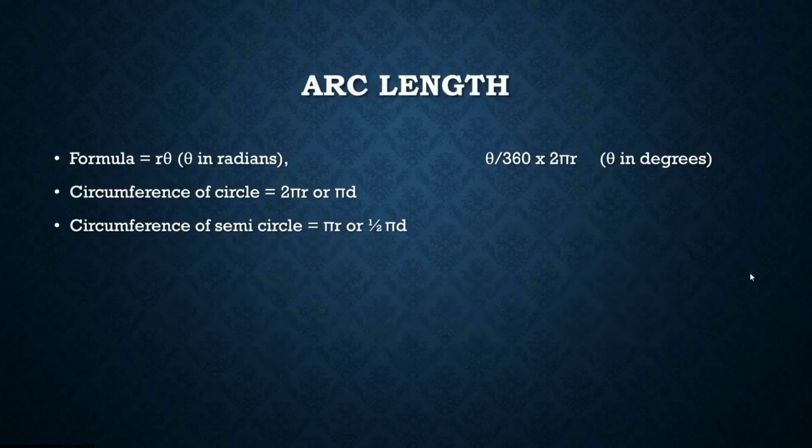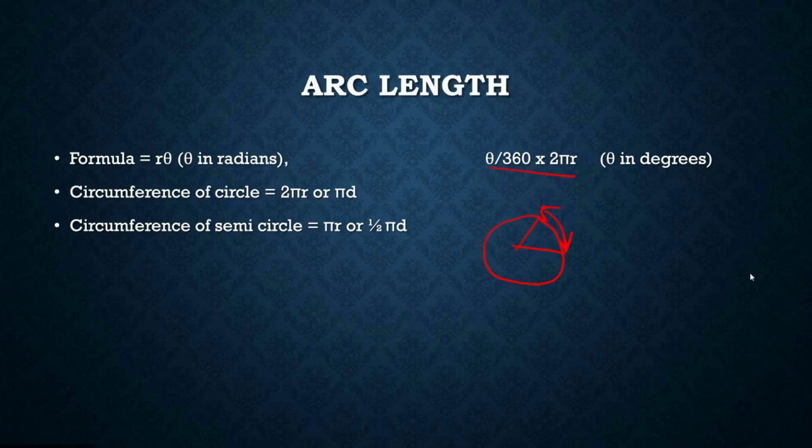Moving on, let's discuss the arc length now. As I already told you, you have studied in IGCSE that theta over 360 into 2 pi r is your arc length, and theta should be in degrees. So, what is the arc length? For example, I draw a circle like this, and I make something like this. The arc length is the length of this.